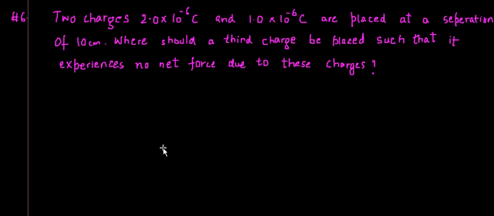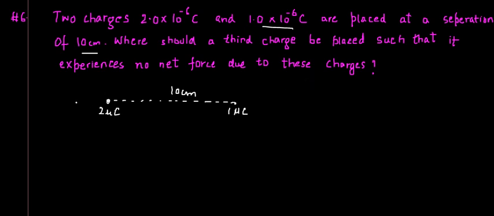Okay, sixth question. Two charges, 2 microcoulomb and 1 microcoulomb, are placed at a separation of 10 centimeters. Where should a third charge be placed such that it experiences no net force due to these charges? So we have a 2 microcoulomb charge here, and we have another charge, 1 microcoulomb charge. They are separated by a distance of 10 centimeters. We're asked, where should we place a third charge so that that charge experiences no net force?